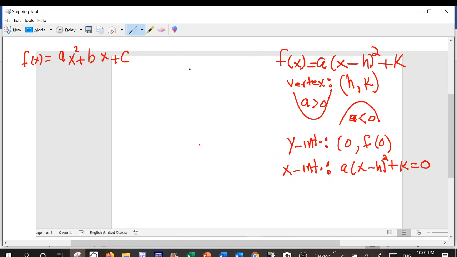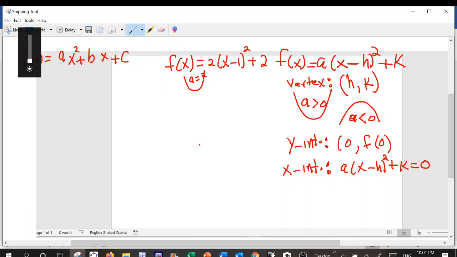So let's look at an example. Let's say f of x equals 2(x minus 1) squared plus 2, right? So since a is positive, we know that this opens up, right? Because a is positive. And also we know the vertex is at (1, 2), right?